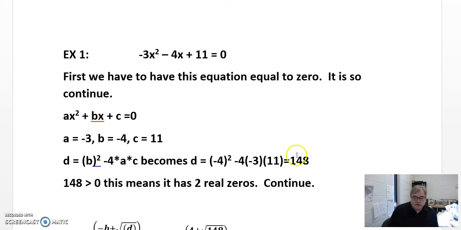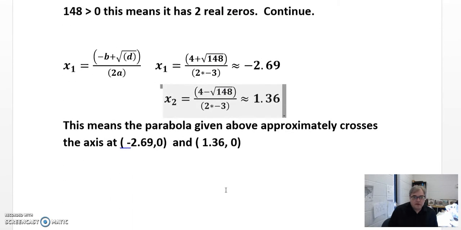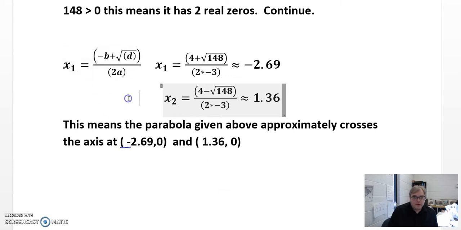If you don't, you're going to get the wrong d, which will throw everything off. So on this one, you should get 148. I would pause this, check it with your calculator, make sure you agree, and once you're sure, continue on. Since 148 is greater than 0, this means I have two real zeros, or two real roots. So we'll go to the second part, where we actually use the formula.